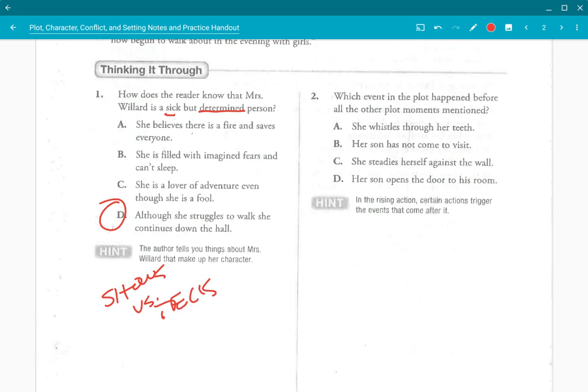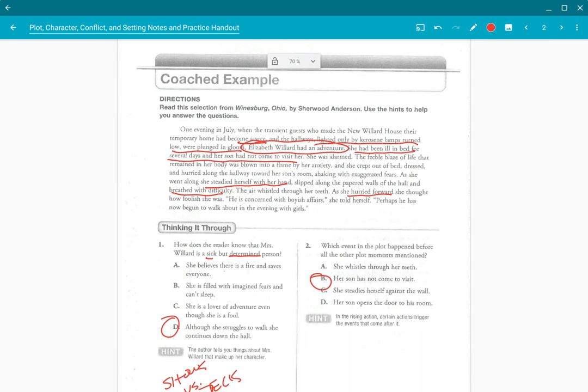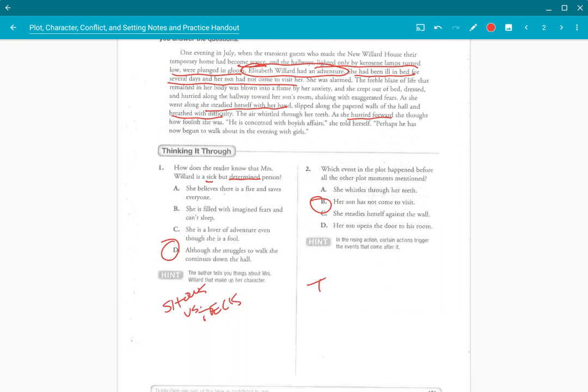All right, which event in the plot happened before all other plot moments mentioned? This is just sequence of events. This is your inciting incident. Her son has not come to visit. We see that up here where it says she had been ill in bed for days and her son had not come to visit her. That was the inciting incident that got this thing going. So, in the future, when I talk about inciting incidents, this is what I'm talking about.